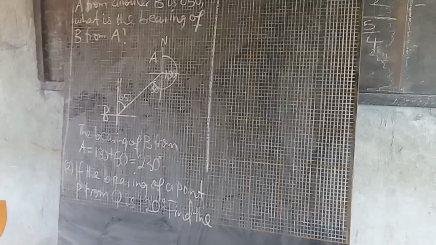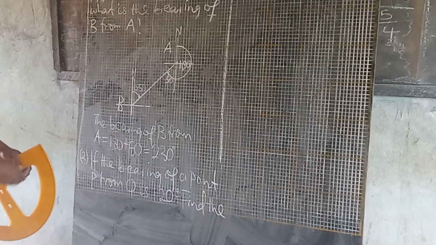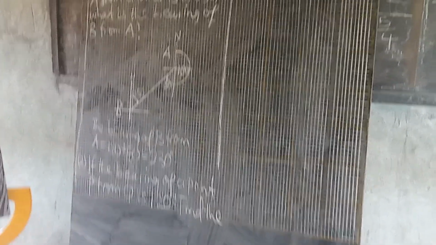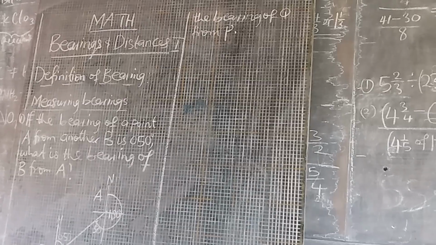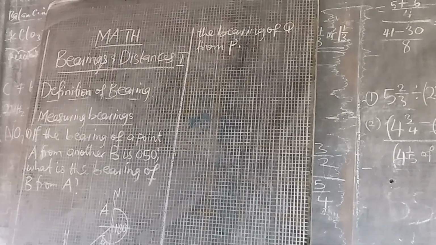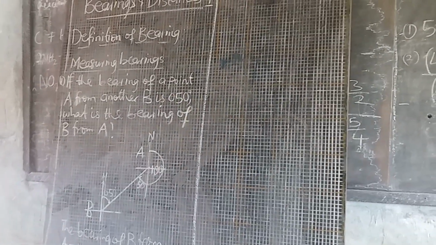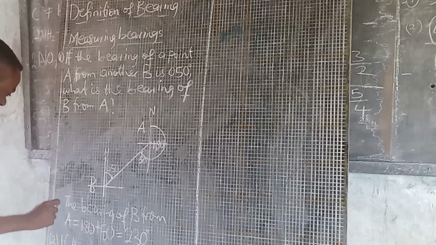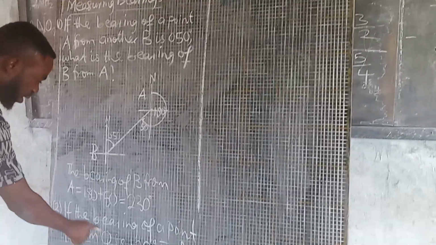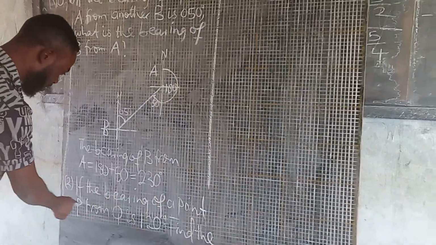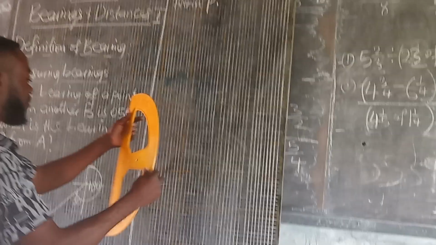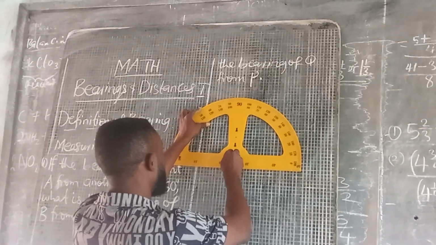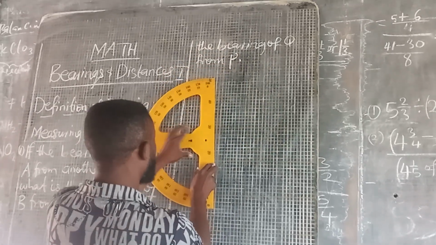If the bearing of a point P from Q is 120 degrees, find the bearing of Q from P. What is the first step? Judging from the first one, you make the 4 cardinal points. You make the 4 cardinal points of the first reference position, which is Q. The bearing of a point P from Q. You describe the 4 cardinal points of Q quickly. You put your dot here, put it here, and draw, join them.